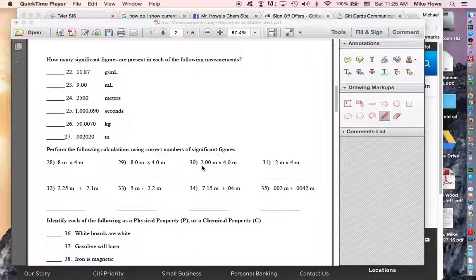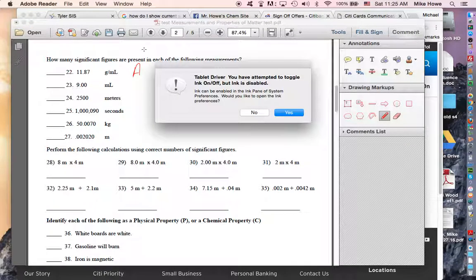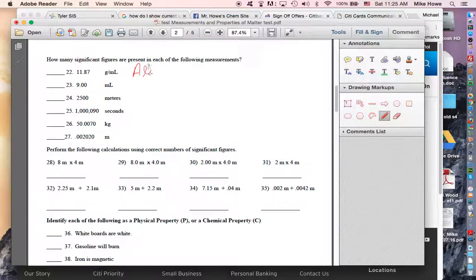All right, continuing on with the significant figure section. With sig figs, we had a couple rules. We said all non-zero digits are significant. But if you have numbers with zeros in them, you've got to consider some rules.